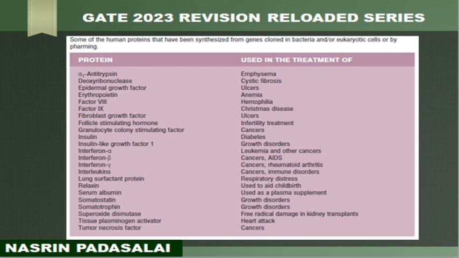Next is lung surfactant protein, which is used in treatment of respiratory distress. Relaxin is a protein used to aid in childbirth. Serum albumin is used as a plasma supplement, and both somatostatin and somatotropin are used in treatment of growth disorders. Next is superoxide dismutase, a human protein used in treatment of free radical damage in case of kidney transplantation. Next is tissue plasminogen activator, used for heart attack. Next is TNF, tumor necrosis factor, used in treatment of cancer.